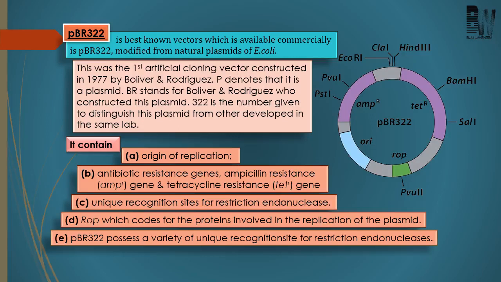So in pBR322, P represents plasmid, BR represents the scientists who constructed this plasmid, where B represents Bolivar and R represents Rodriguez. And 322 is a number given to distinguish this plasmid from other plasmids which were developed in the same lab. So this is about the full form of pBR322.